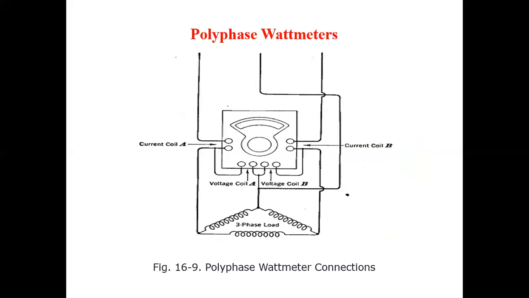Next topic is the polyphase wattmeter. You know that in a three-phase circuit, there are three phases R, Y, and B. For measurement of power in a three-phase circuit, we require three separate wattmeters, one in each phase. But this is a complicated circuit, and the connection would be complicated.